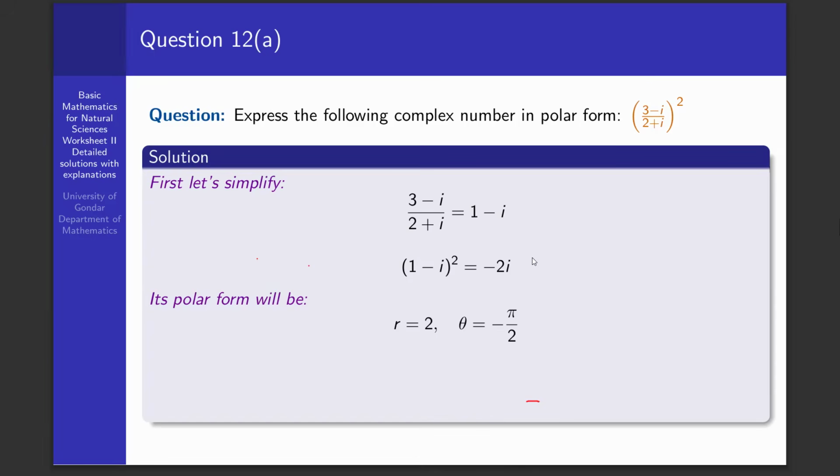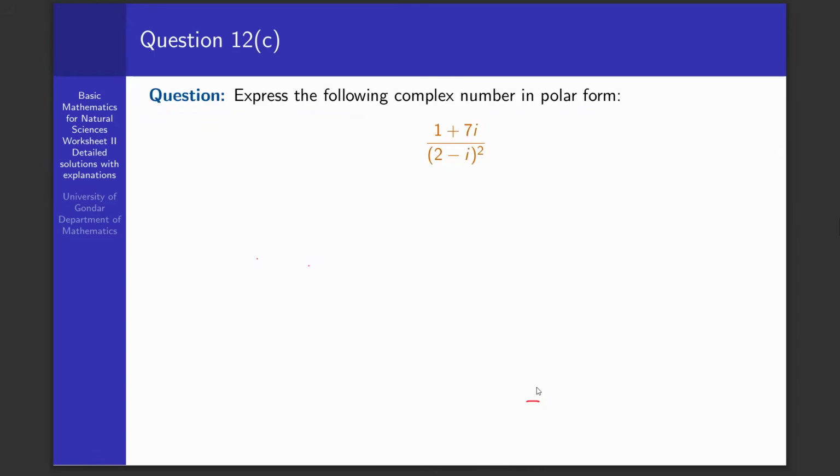We know that tan inverse is undefined whenever theta is either negative pi over 2 or pi over 2. But in this case, it is negative pi over 2 because the terminal side of this point is found on the negative imaginary axis. So theta is negative pi over 2. Therefore, the polar form of the given complex number could be 2 times, that is r, cosine of negative pi over 2 plus i times sine of negative pi over 2. So this is the polar form of the given complex number.